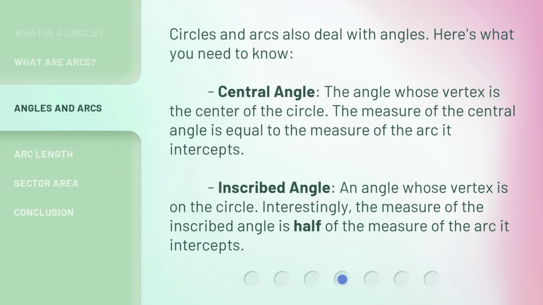Circles and arcs also deal with angles. Here's what you need to know. Central angle. The angle whose vertex is the center of the circle. The measure of the central angle is equal to the measure of the arc it intercepts. Inscribed angle. An angle whose vertex is on the circle. Interestingly, the measure of the inscribed angle is half of the measure of the arc it intercepts.